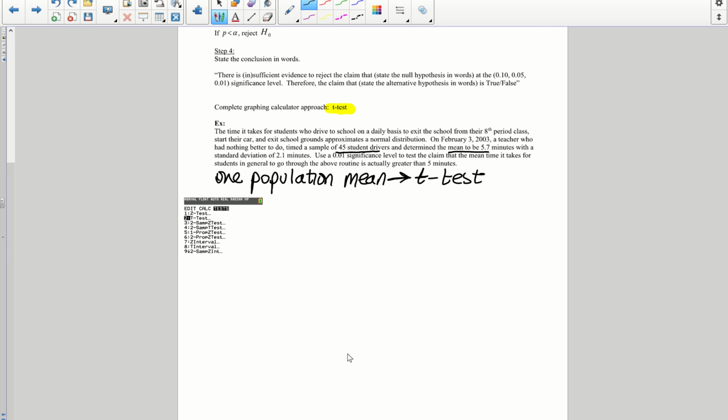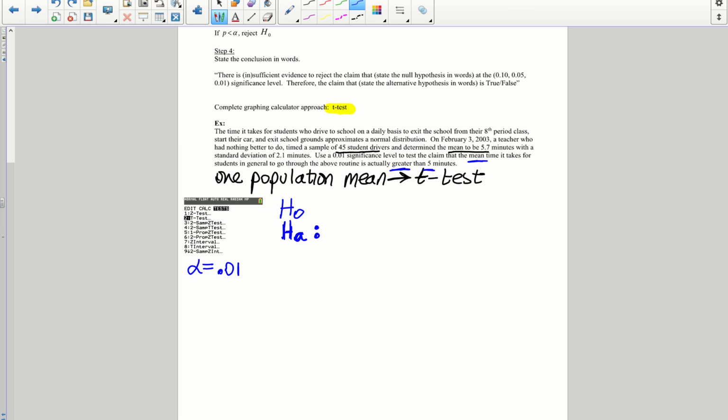All right, so H0 and HA. Use a 0.01 significance level. All right, I'll chuck that in there too. Alpha is equal to 0.01. To test the claim that the mean time it takes for students in general to go through the above routine, a lot of words, is actually greater than 5 minutes. So mean greater than 5. A lot of words, but that's really what it boils down to.